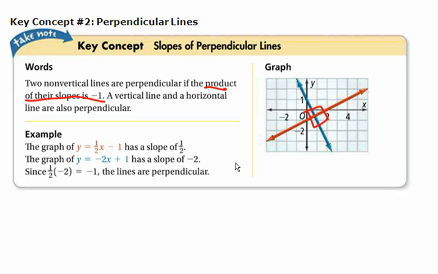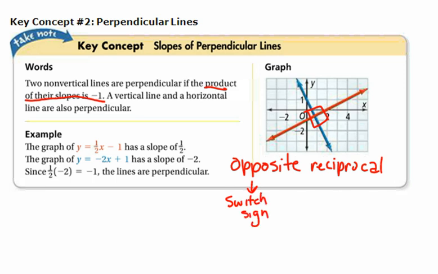Now, an easier way to remember this is that perpendicular lines have opposite reciprocal slopes. Now, opposite means different sign, so switch the sign. Reciprocal means flip your fraction.